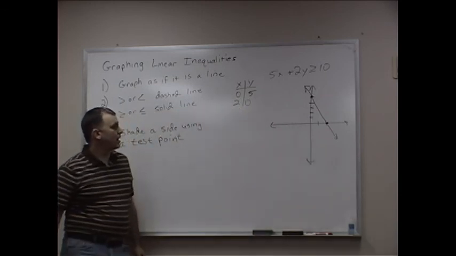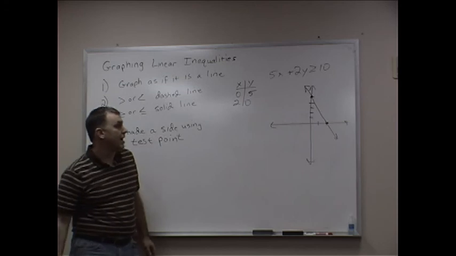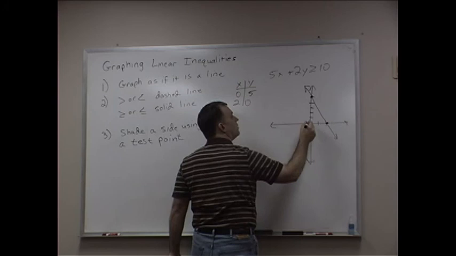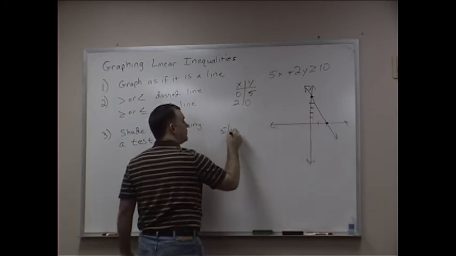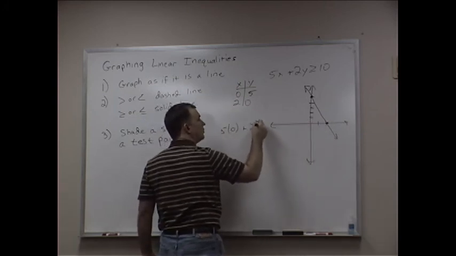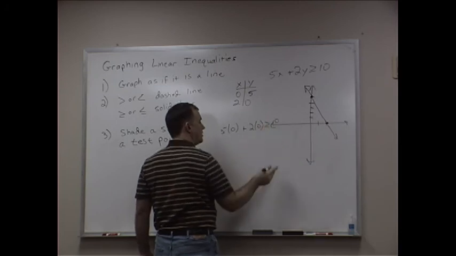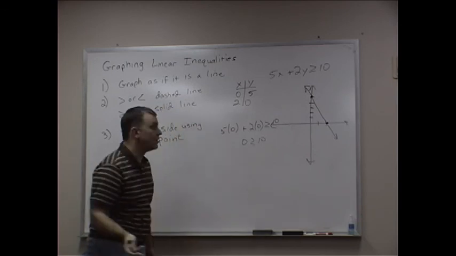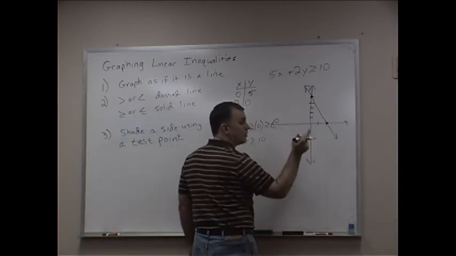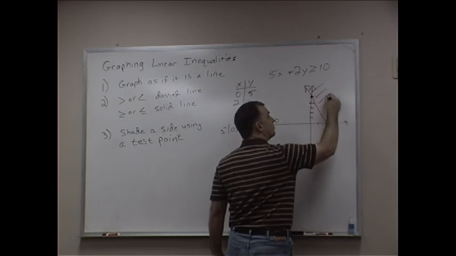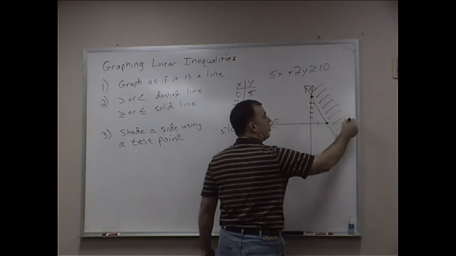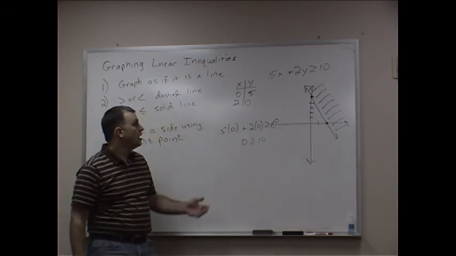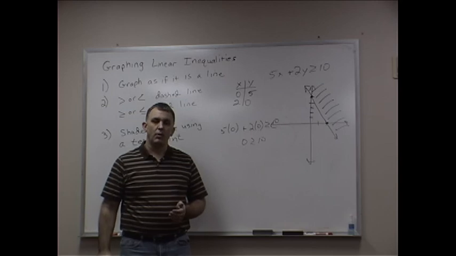Okay, it seems like every one of my examples I'm shading on the opposite side today. All right, when I put in 0 for my test point for shading, 5 times 0 plus 2 times 0 is greater than or equal to 10. Is 0 greater than or equal to 10? The answer is no, it's not. So again, a lot of my examples we've been shading the opposite side. If I pick a point over here, it'll end up being true, and it'll show you that's the side we shade. Anyway, there's a few examples. Do your practice. Good luck.